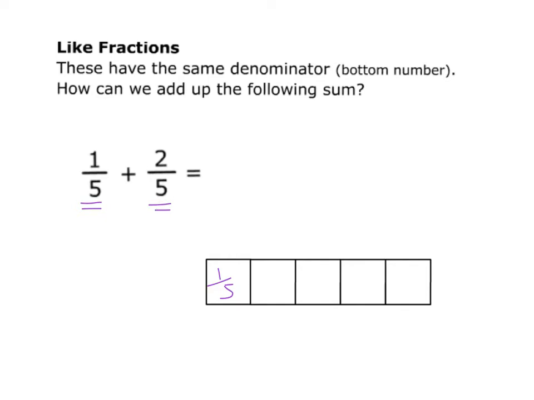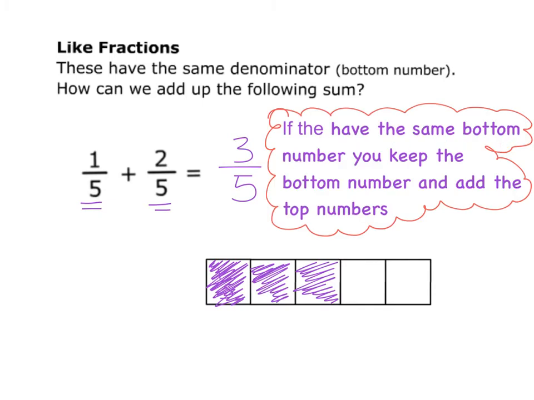So I'm going to use shading to show you this. So 1/5, that is 1/5 of that shape, plus 2/5, add on another 2/5, and that gives me 3/5. And so the rule is, if they have the same denominator, or the same bottom number, you keep the same bottom number and you add the top numbers. That's the rule. Keep the bottom number and just add the top numbers if you've got the same denominator.